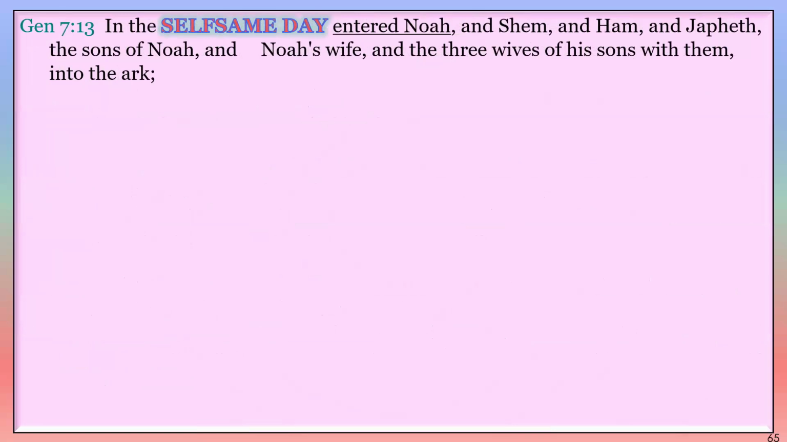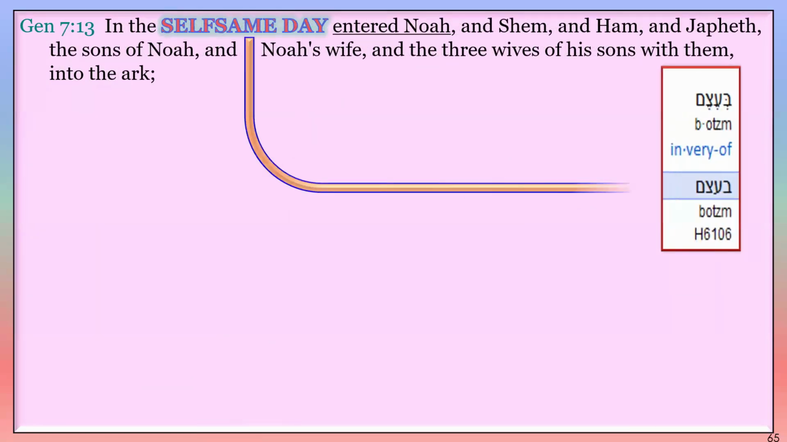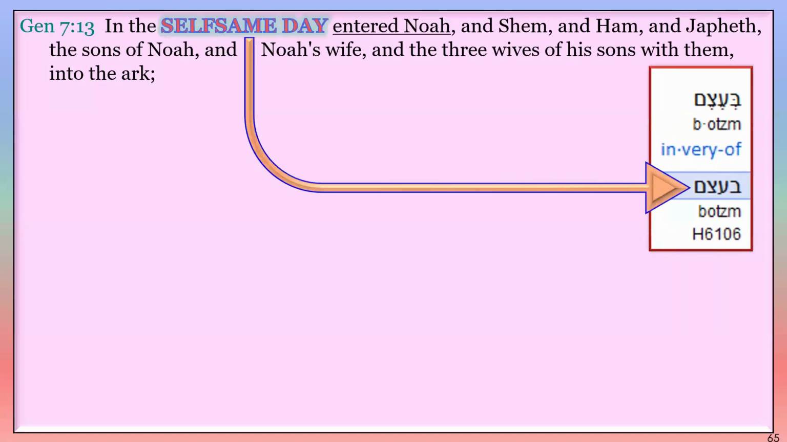Preparations from our Creator. Genesis 7, verse 13. In the self-same day, I want you to notice the Hebrew word etzem, the bone structure. Very important day, in other words. That's the bone structure of our salvation. In the self-same day entered Noah and Shem and Ham and Japheth, sons of Noah, and Noah's wife, and the 3 wives of his sons with them, into the ark.